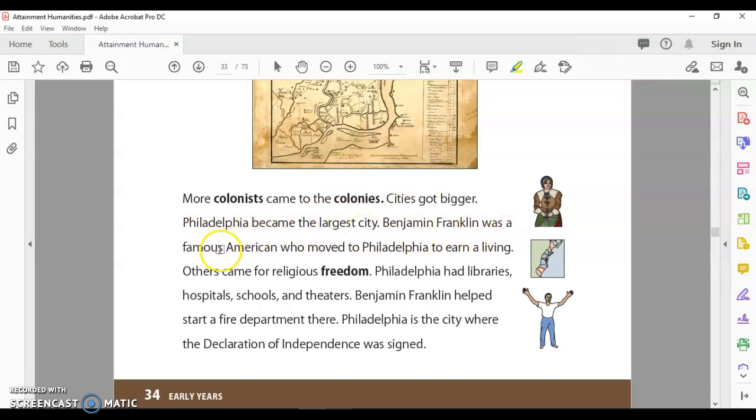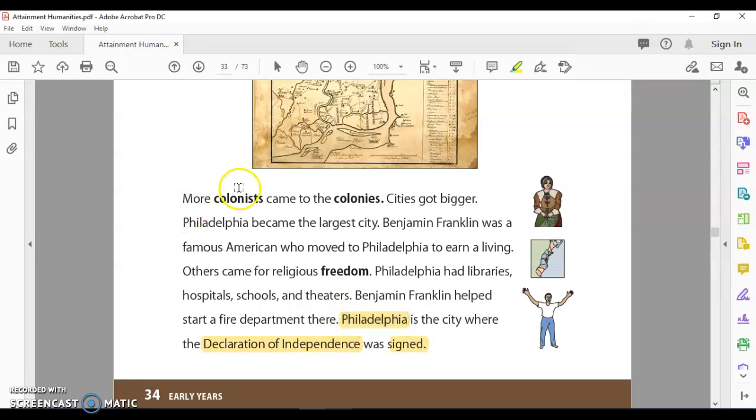Benjamin Franklin was a famous American who moved to Philadelphia to earn a living. Others came for religious freedom. Philadelphia had libraries, hospitals, schools, and theaters. Benjamin Franklin helped start a fire department there. Philadelphia is the city where the Declaration of Independence was signed. Okay, so this is a very important fact. The Declaration of Independence was signed in Philadelphia.